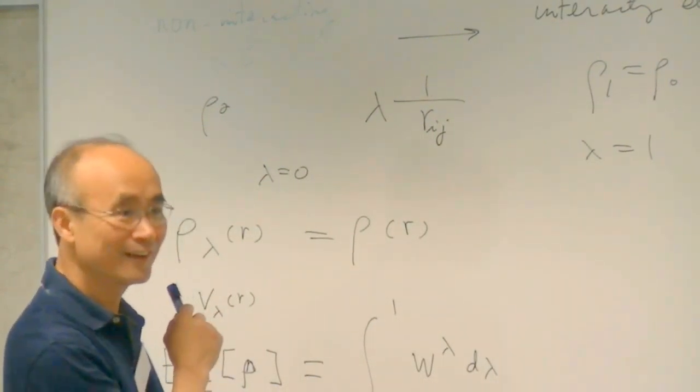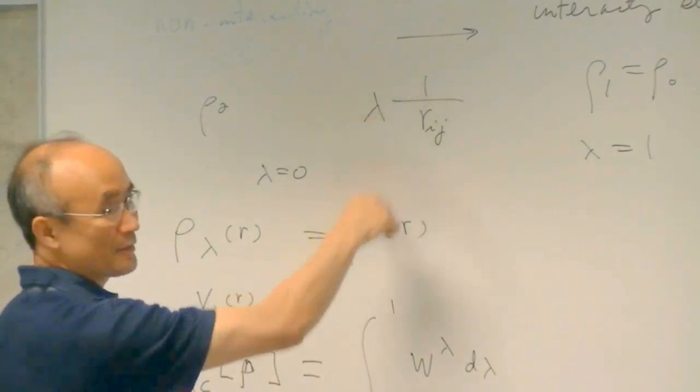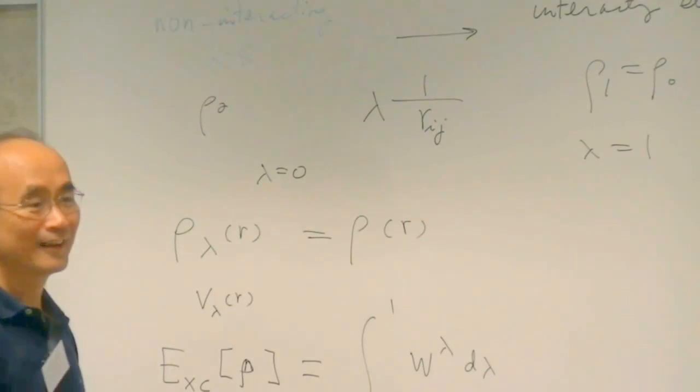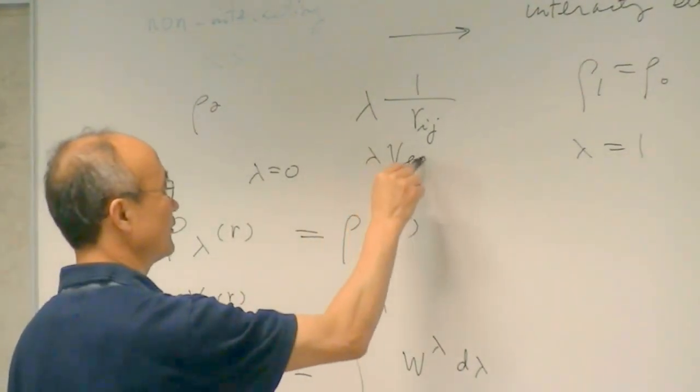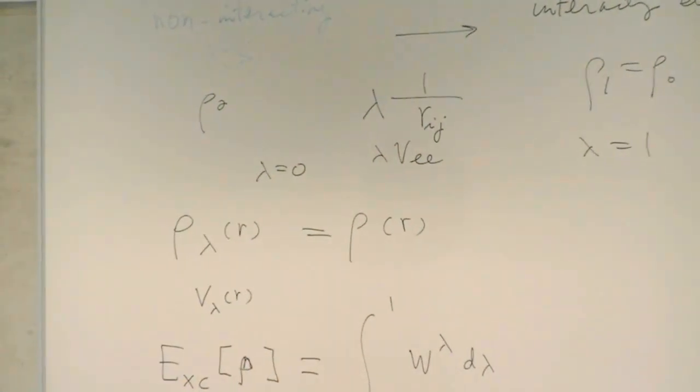Also, this is not VEE, okay. I just skip the summation sign here, right? Oh, so that's lambda VEE. Yes. So then it should not depend on lambda. Okay. Yes.